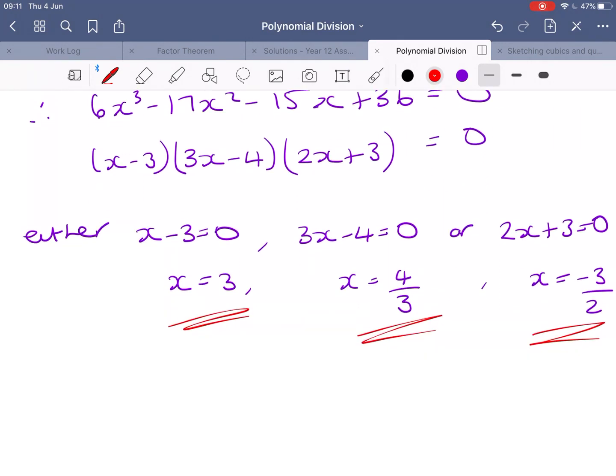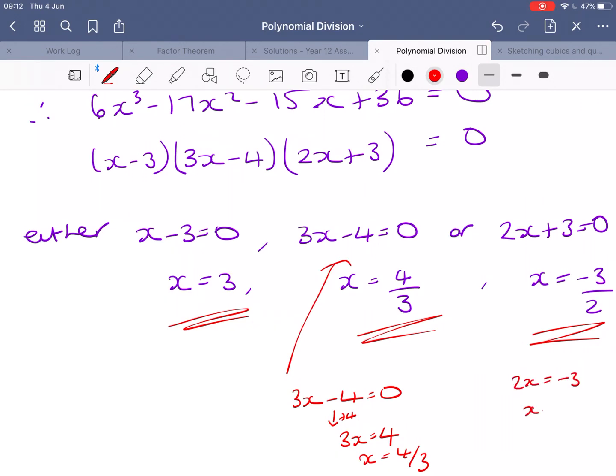And then just like I did before, either the first bracket equals 0, so x equals 3, the second bracket equals 0. So x equals 4/3. Now, if you're not sure how I did that, I said, well, 3x minus 4 equals 0. Add 4 to both sides, so 3x equals 4. And then divide by 3 to get x equals 4/3. And when the third bracket equals 0, again, you take away 3, so you end up with 2x equals minus 3. So x is minus 3/2.